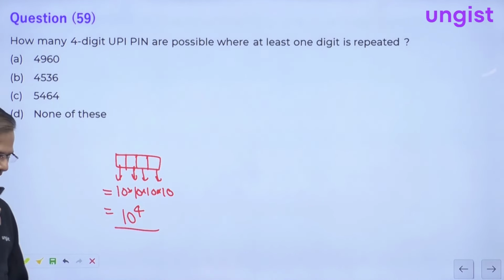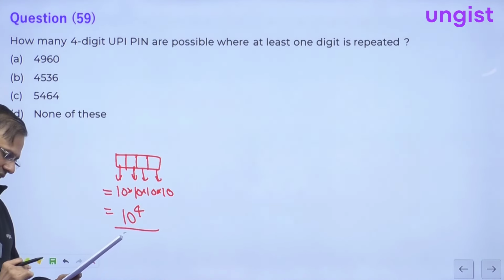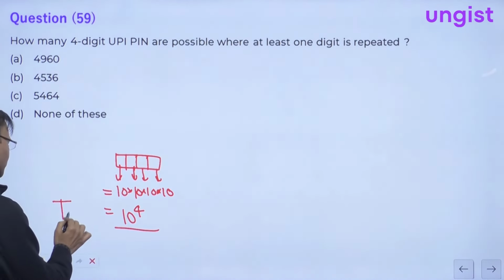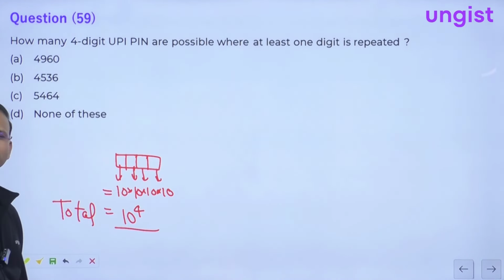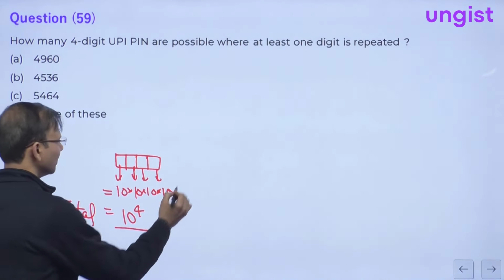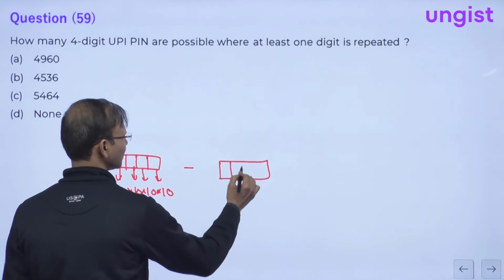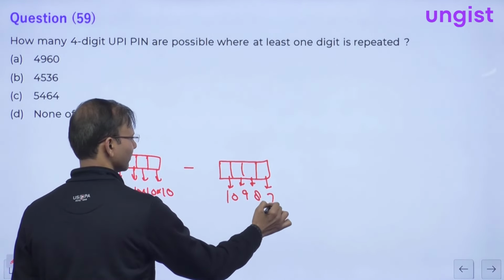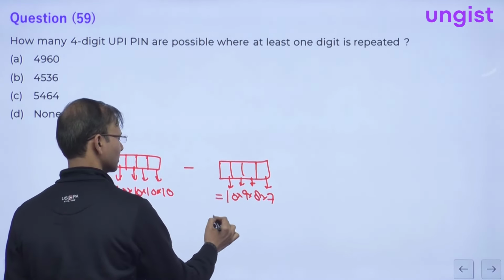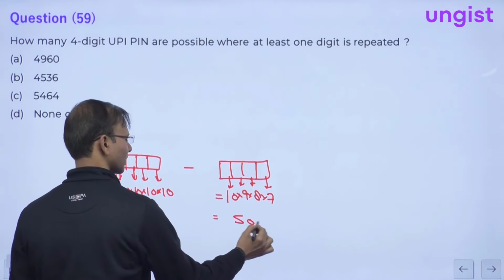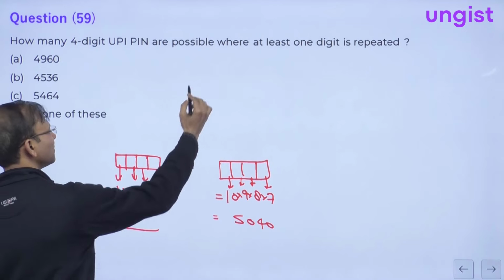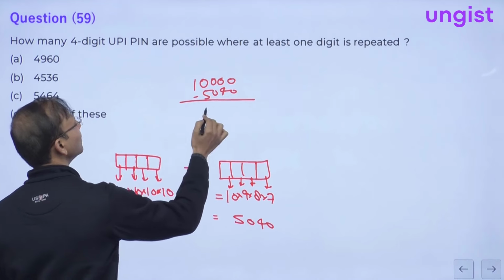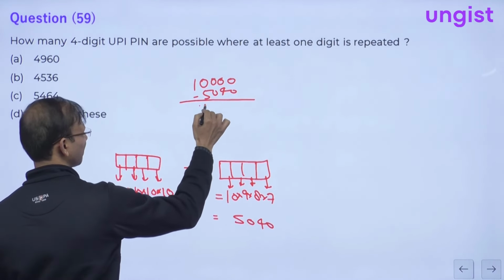Right. Now the question is saying there at least one digit is repeated. These are the total. At least one means total minus none. So none of the given digit is repeated. So if none digit is repeated, it will be 10, 9, 8, 7. So 10 × 9 × 8 × 7 का मतलब होता है 5040. So 10,000 minus 5040. मुझे तो लग रहा है 4960 आएगा.